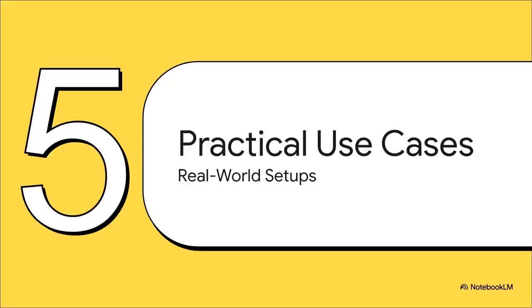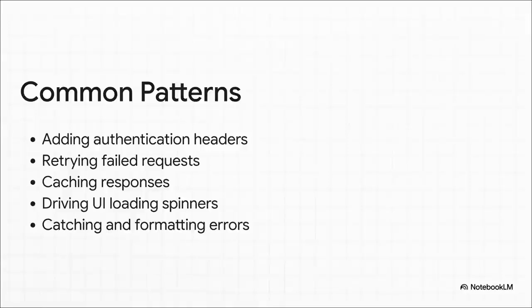Section 5. Practical Interceptor Use Cases. Real-world assembly line setups. Knowing the syntax is one thing, but knowing when to use them is where the real power lies. These are the most common patterns where interceptors truly shine. Instead of hard-coding logic into every single service, you use interceptors to abstract complex operations. You can automatically retry a failed request using an RxJS operator inside an interceptor. You can cache responses to prevent duplicate network calls. You can even toggle a global UI loading spinner state right as a request leaves and hide it when the response comes back. It's incredibly powerful.